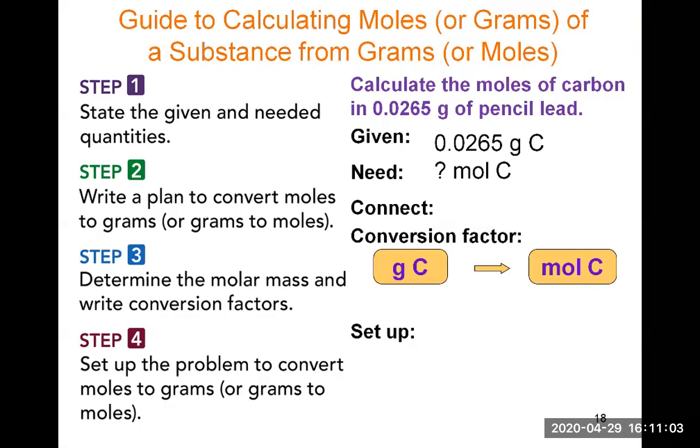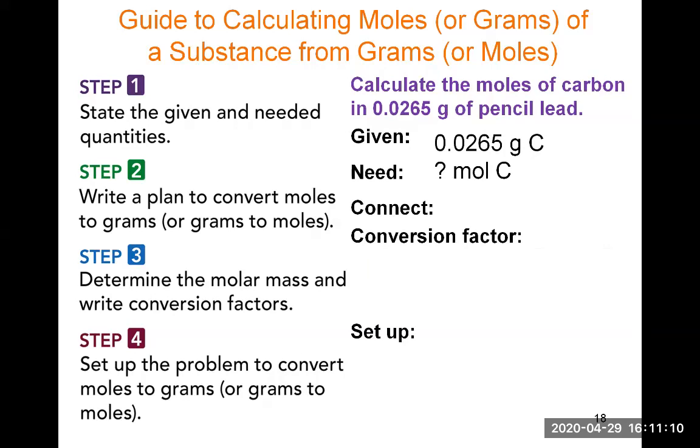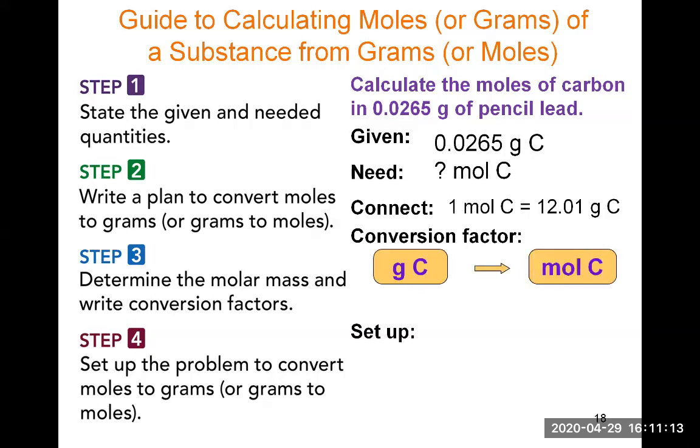You have to have that reflex of going to your periodic table when you need the molar mass. So for carbon, 1 mole of carbon is 12.01 grams of carbon. It's written as an equality here because it's easier to see from this equality that you can write 2 conversion factors. And because we start with grams of carbon, the given will be in grams of carbon. So the conversion factor will have to cancel the grams of carbon.